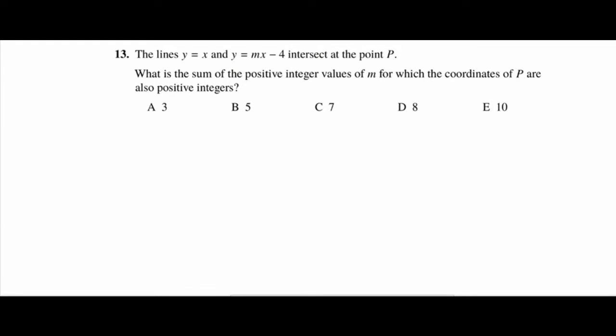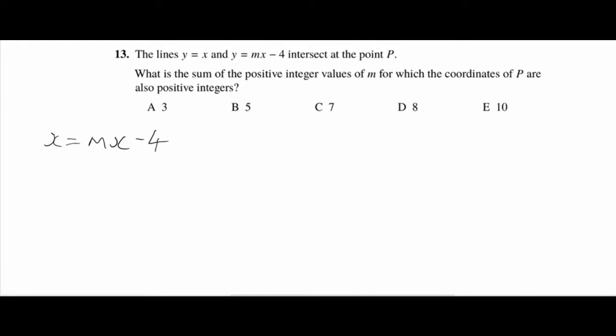Okay, so question 13 is that the lines y equals x and y equals mx minus 4 intersect at the point P. What is the sum of the positive integer values of m for which the coordinates of P are also positive integers? So at the point at which the line y equals x and y equals mx minus 4 intersect, the y coordinates will be the same. And so x will equal mx minus 4.